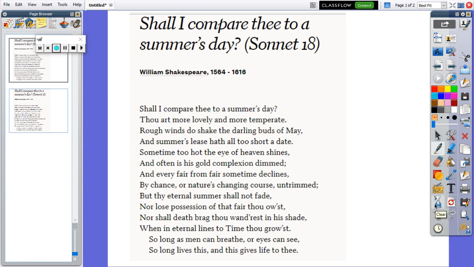I just wanted to make sure that we knew. So how do we know it's a sonnet? Once again, it has 14 lines. Anytime you look at a poem, count the number of lines, it's got 14, it might be a sonnet.